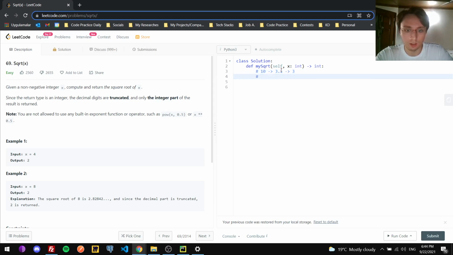And also if we have 4, then we just return 2. If it is 0, then we return 0. If it is 1, then we return 1. If it is 99, then we return 9, because it is probably something like 9.9. So we are looking for the number just before it.